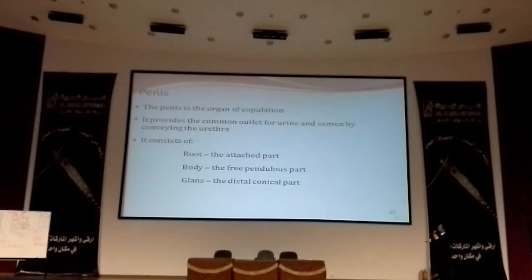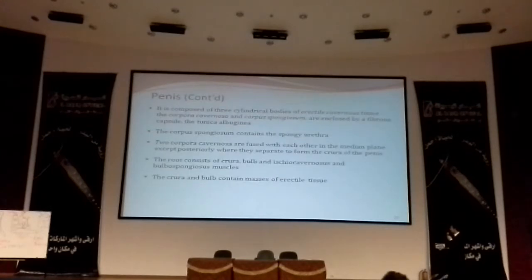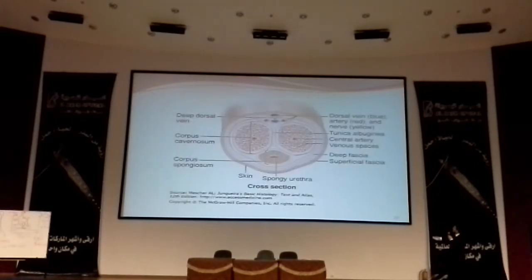Regarding the penis, there is a root, there is a body, and there is a glans. The root means the attached part, the abdominal part is the body, and the glans is the distal conical part. Next. So this is a cross section of the penis.